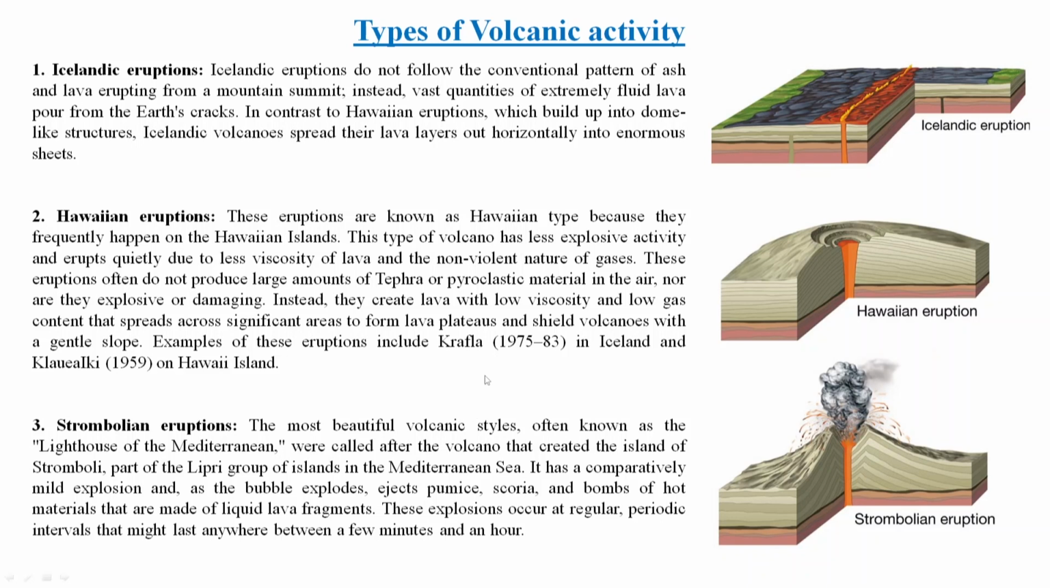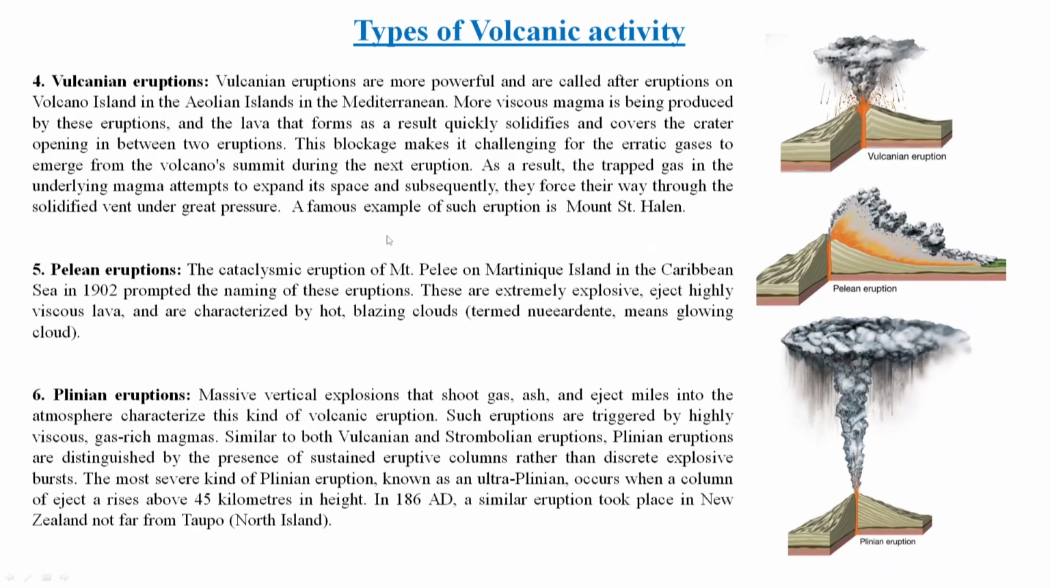It has a comparatively mild explosion, and as the bubble explodes, as we discussed about the bubble, it will finally help the lava to become buoyant and extrude on the surface of the earth. It ejects pumice, scoria and bombs. We will also be talking about the solid materials, or what are known as pyroclastic materials, related to these eruptions. Then you have the Vulcanian type.